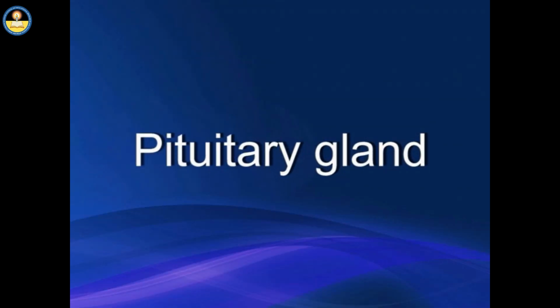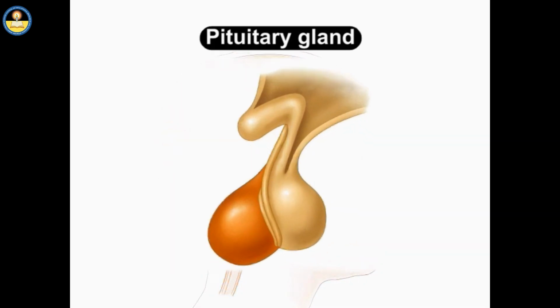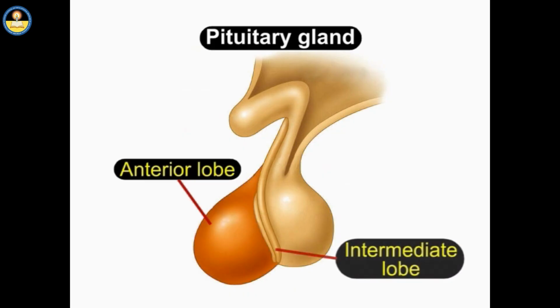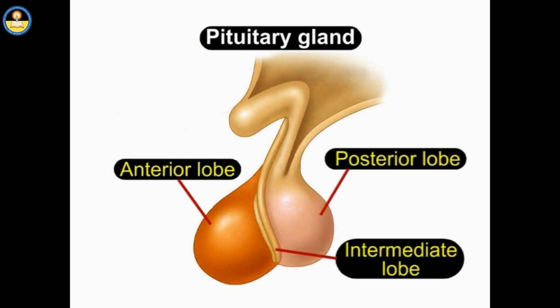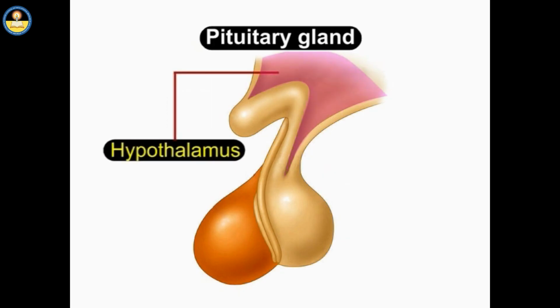Pituitary gland, present just beneath the brain, is an endocrine gland. It is about the size of a pea. It is divided into an anterior lobe, an intermediate lobe, and a posterior lobe, all of which are involved in hormone production. The pituitary gland is very important as it takes messages from the hypothalamus. These messages help the pituitary in enhancing or reducing the speed or quantity of hormones the gland produces.